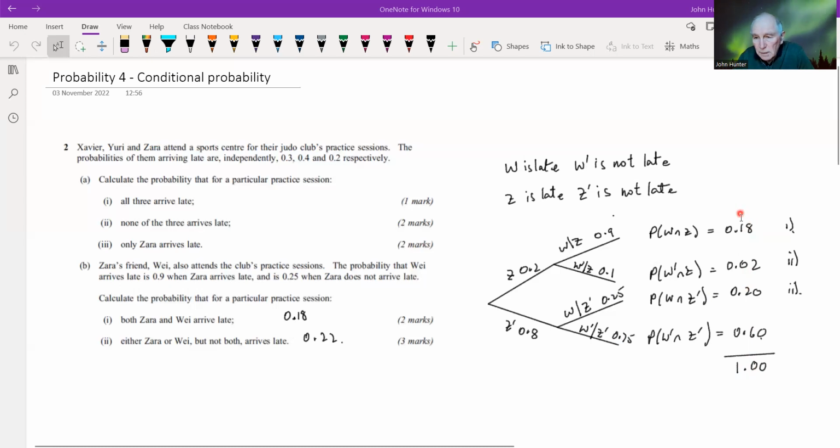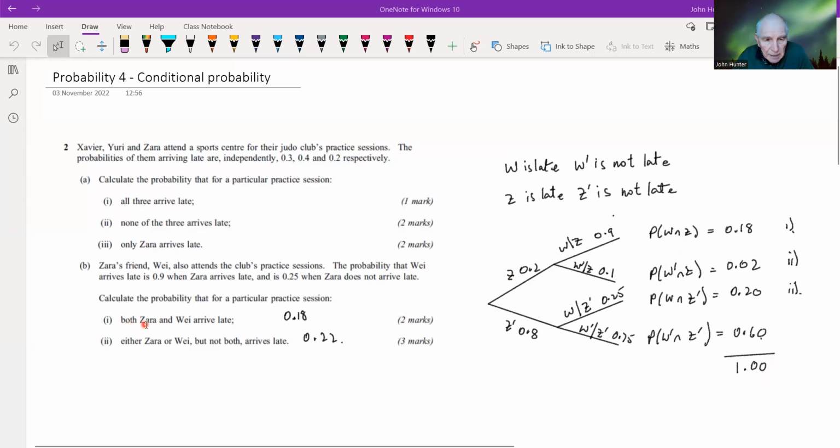Okay, so that is what we do there. Just to come back to this, the probability of Z times the probability of W given Z is equal to the probability of W intersection Z. Usually we write it the other way around, actually: the probability of W given Z times the probability of Z is equal to the probability of the intersection of W and Z. Okay, that's our tree.